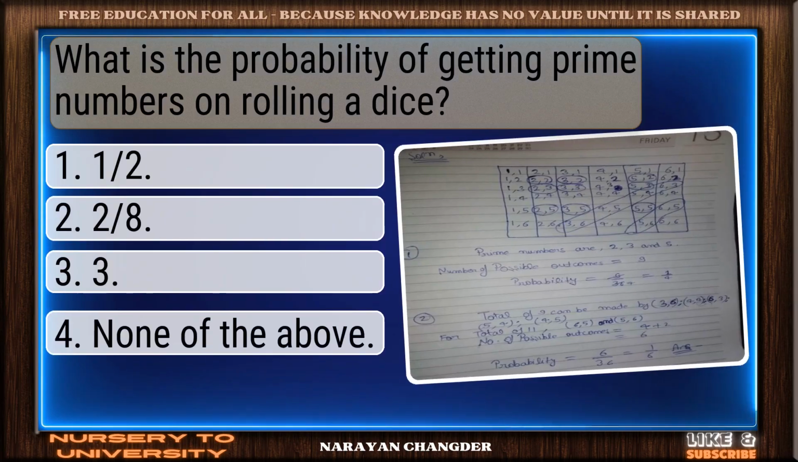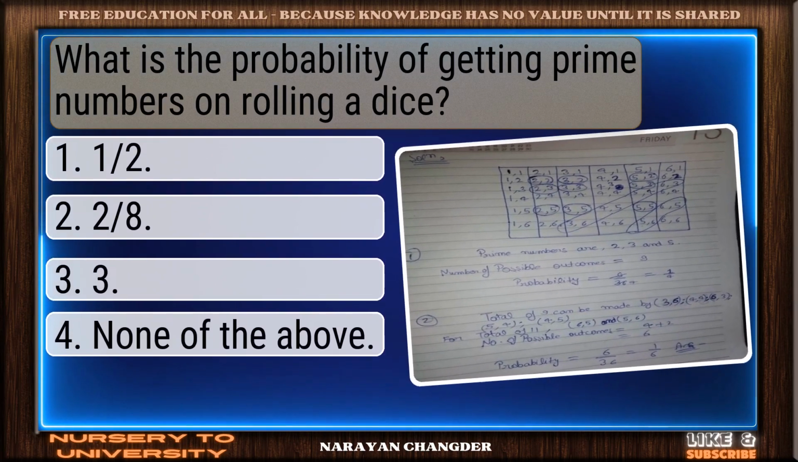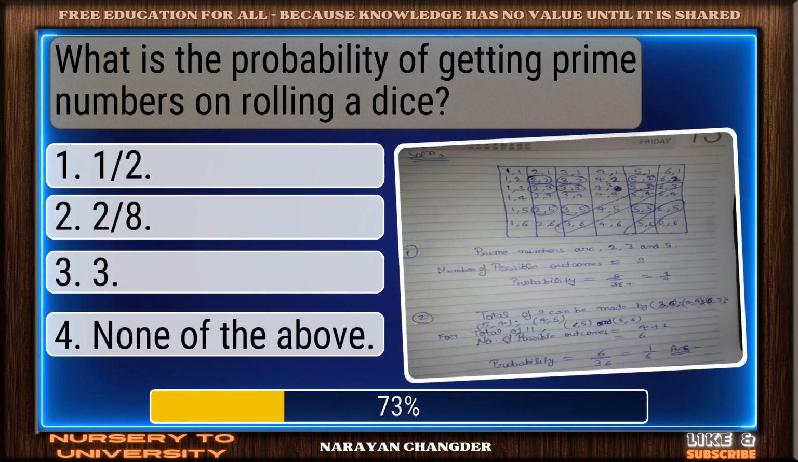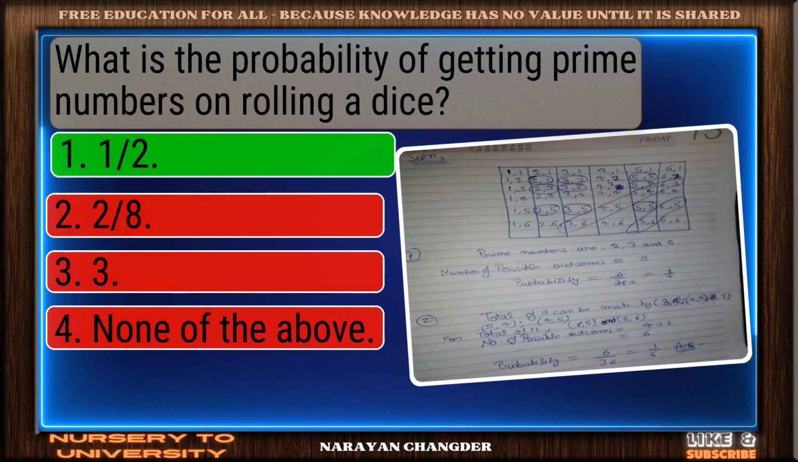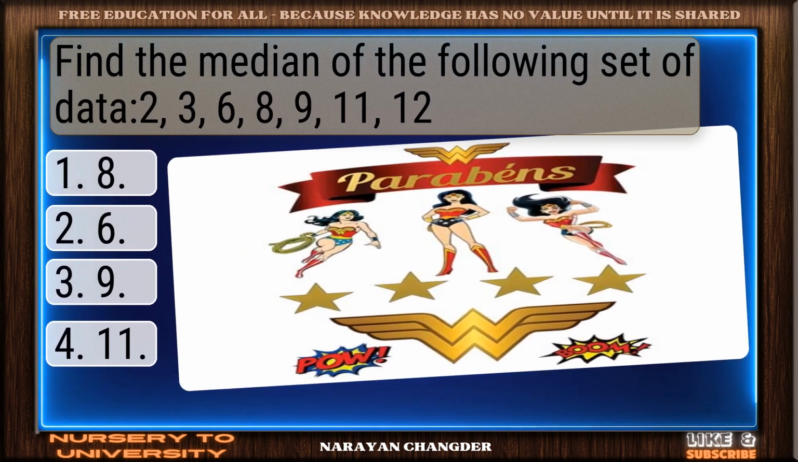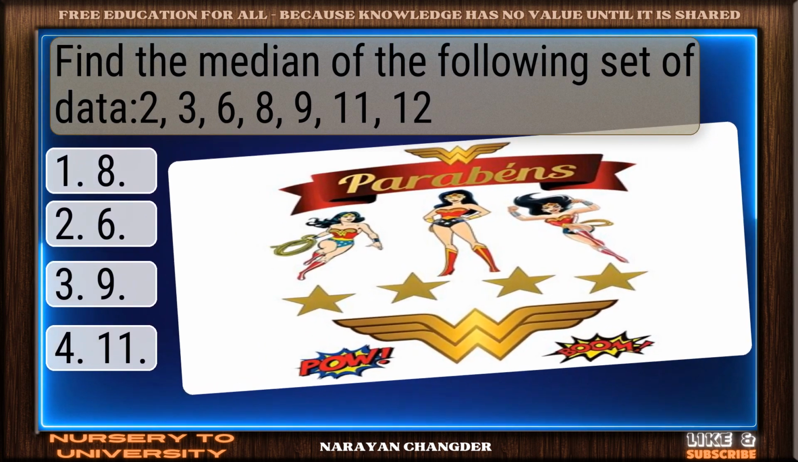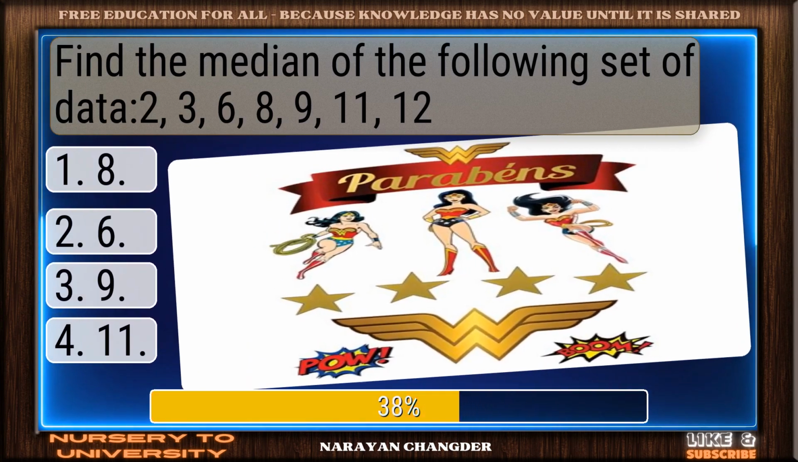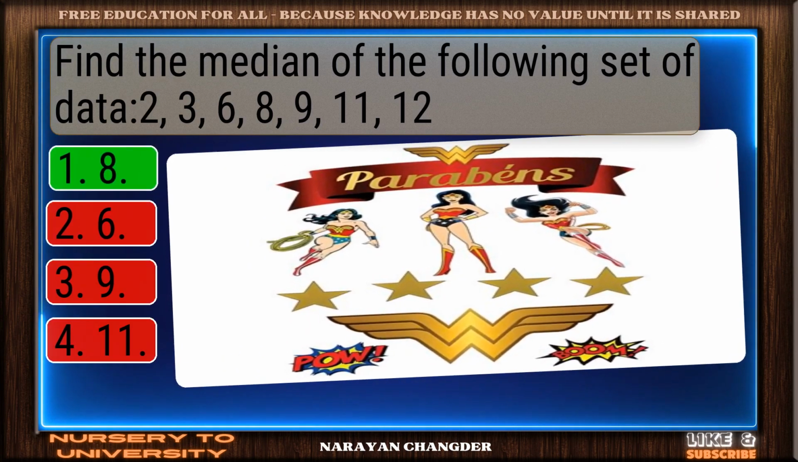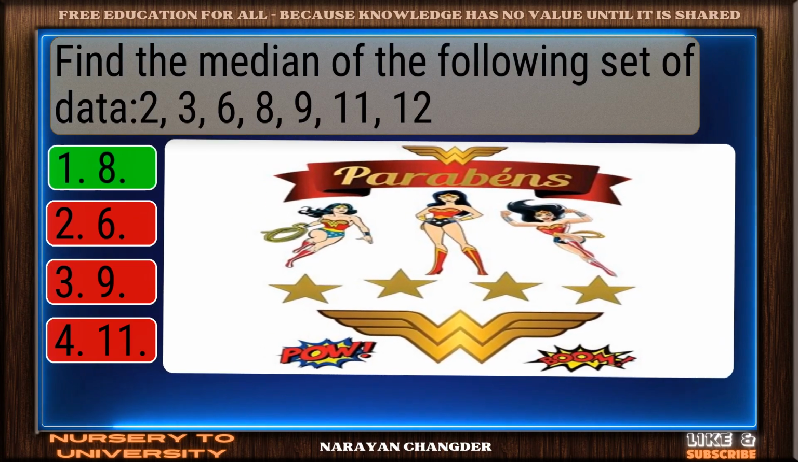Question number 88. What is the probability of getting prime numbers on rolling a dice? Smart pick. 1/2 is the correct choice. Question number 89. Find the median of the following set of data: 2, 3, 6, 8, 9, 11, 12. Correct response. 8 is the most accurate answer.